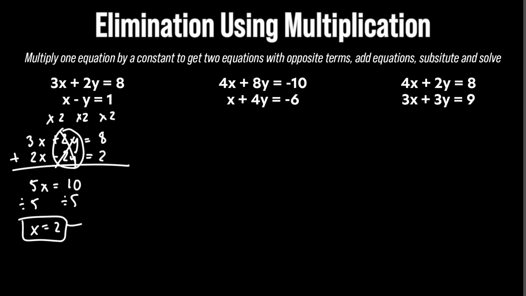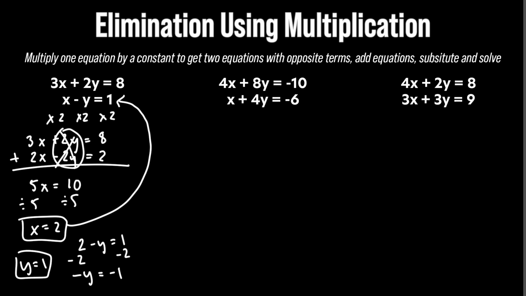Now again, plug x back into the equation to solve for y. This equation looks easier to solve for y, so we're going to plug in this one. So it's going to be 2 minus y is equal to 1. If we subtract 2 from both sides, negative y is equal to negative 1. So that means that y is equal to 1. So let's write it as an ordered pair, (2, 1).